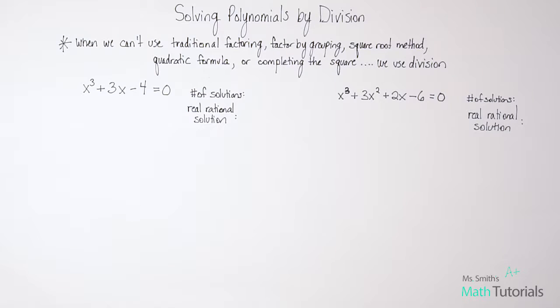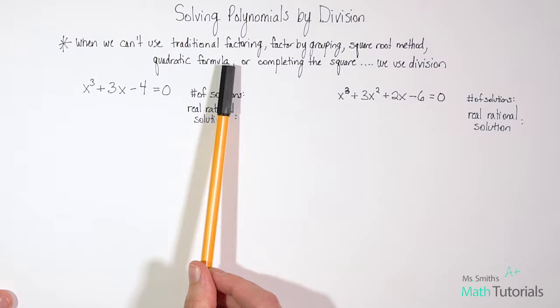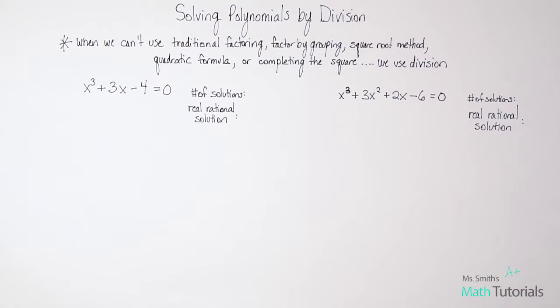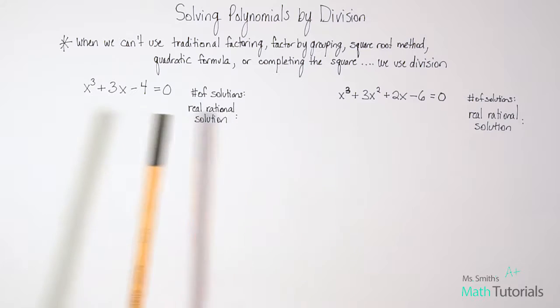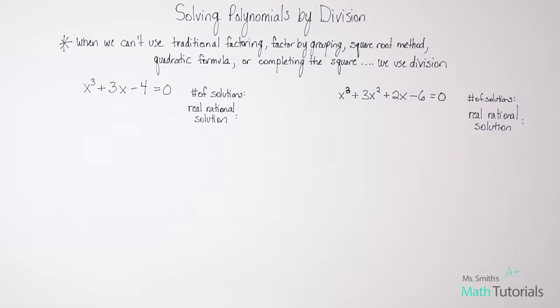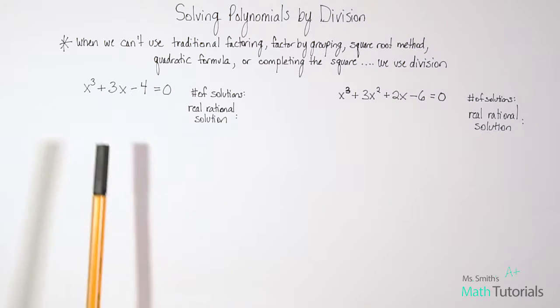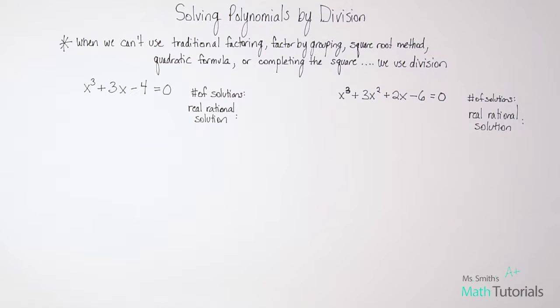For example, when we can't use traditional factoring, when we can't use factor by grouping. If it's a 4-term problem, you could try factor by grouping, but maybe you just don't get twins. When we can't use the square root method, and the reason is they're not squares. These are cubed. When we can't use the quadratic formula, again, these aren't quadratics, at least not yet. Hint, hint. We're going to try to get them to be quadratics.